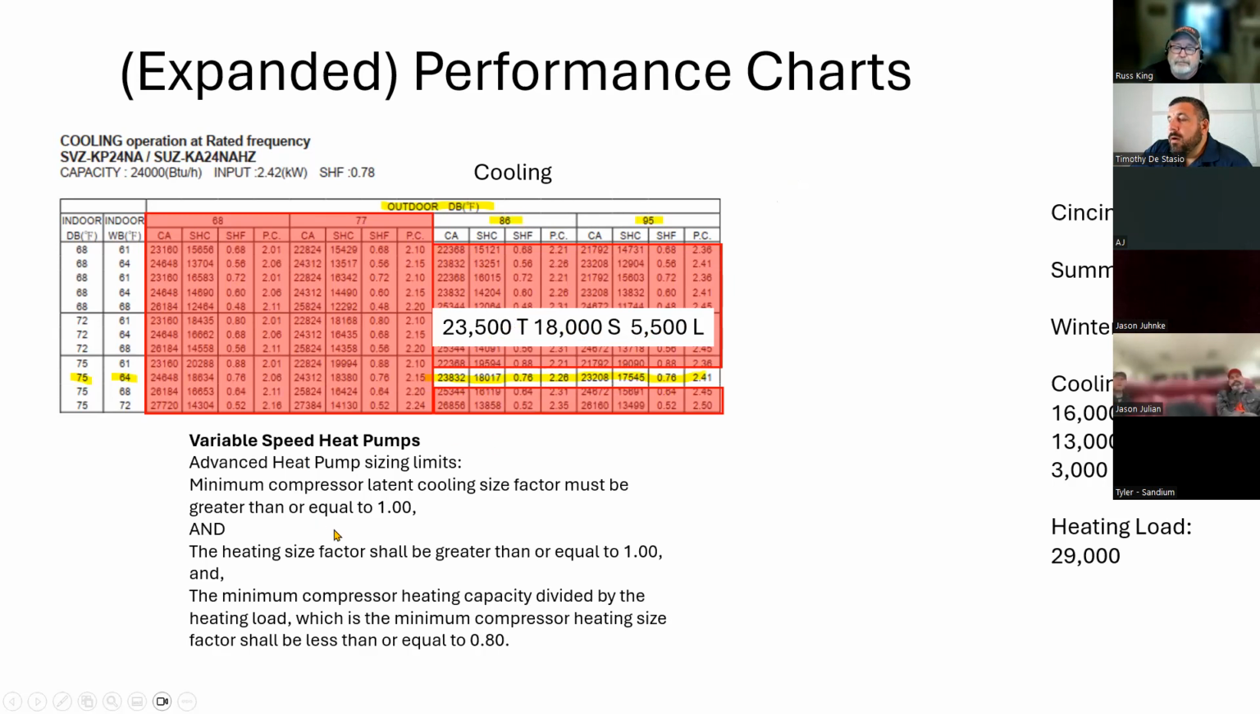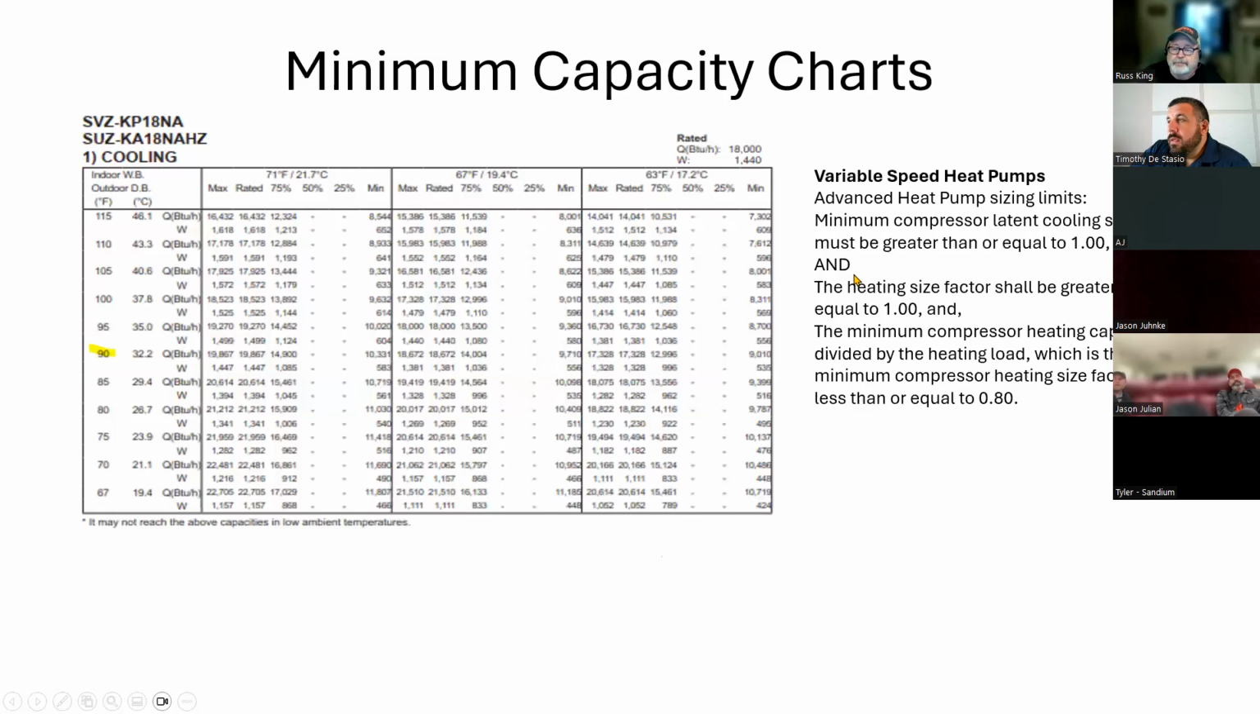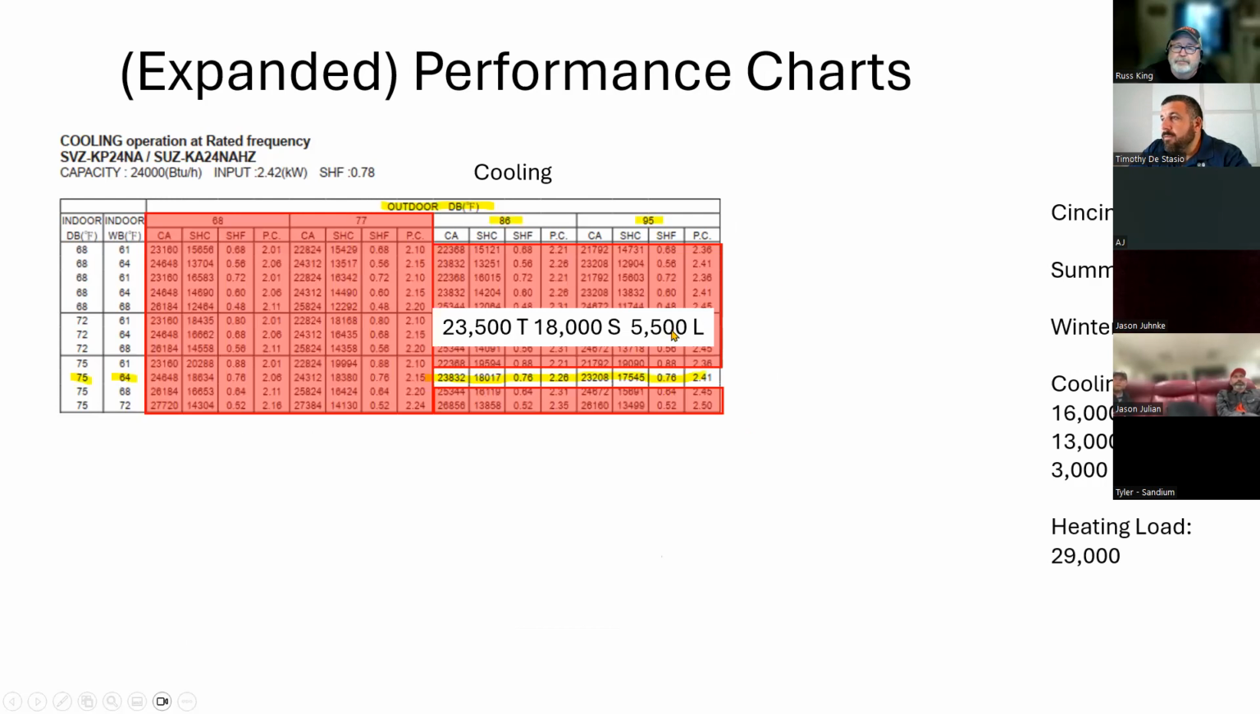All right. Here are our rules for a variable speed heat pump. Okay. Minimum capacity charts. This is what I was getting at. Sorry. We had 5,500 BTUs of latent. We only had 3,000 of load. That's great, right? We're going to meet our latent load. But remember, this heat pump is not going to be running at full speed at rated frequency in the summertime. It's going to be running at less.